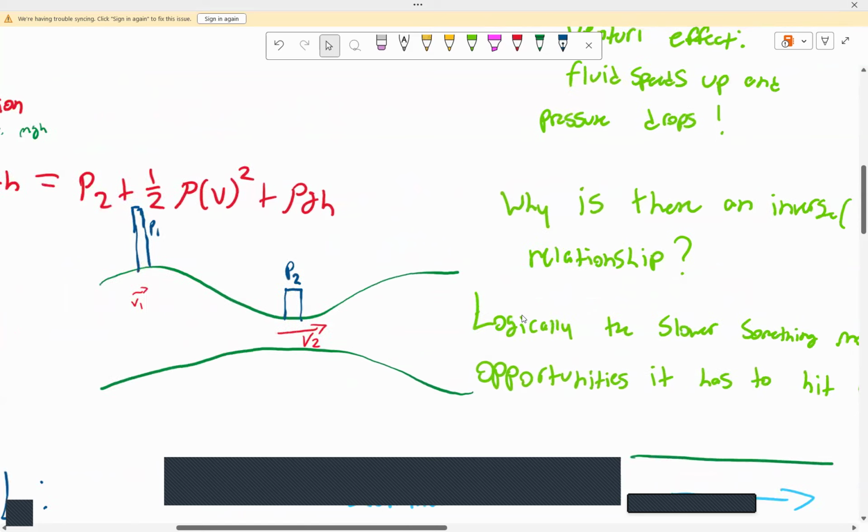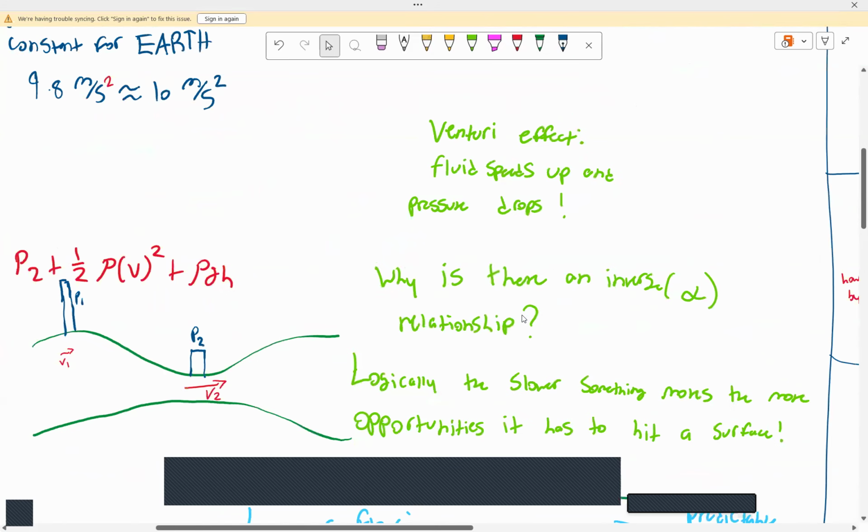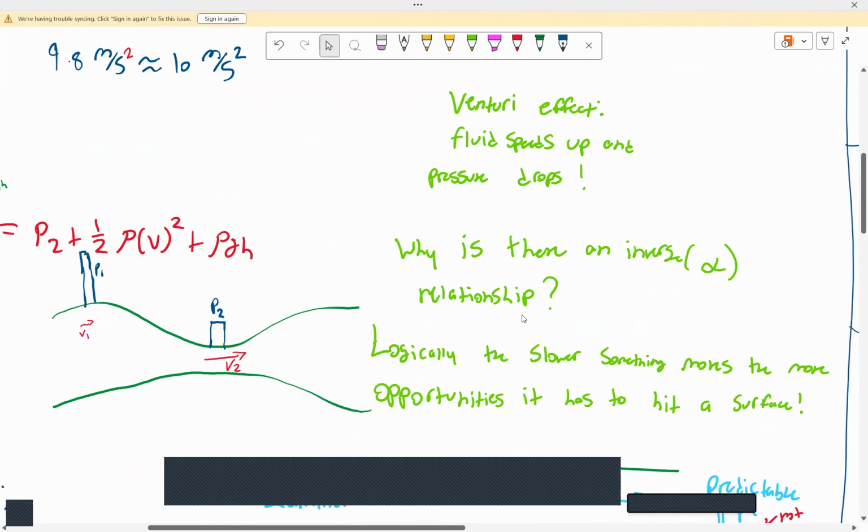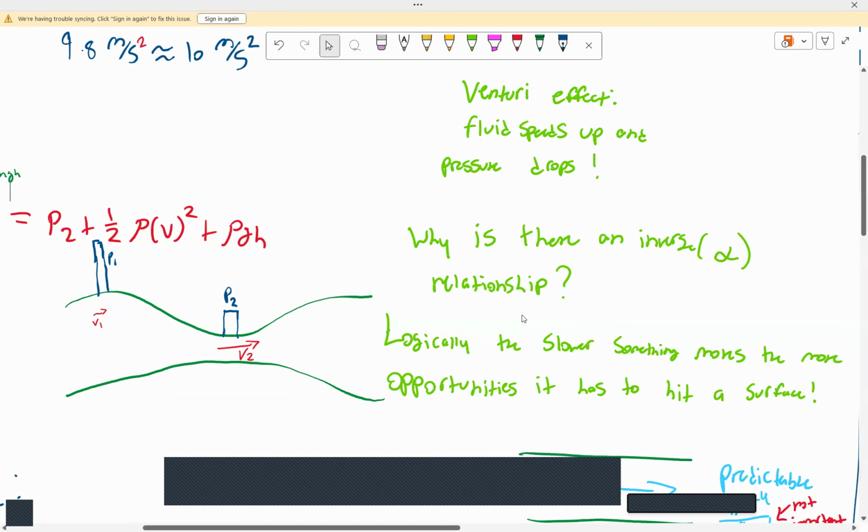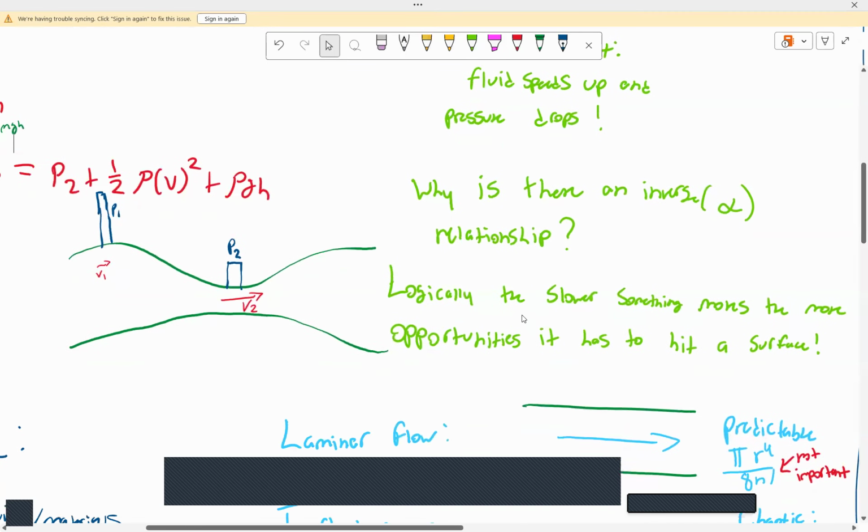Here, I'm going to talk a little bit more about the basis for Bernoulli's equation as well, just because I'm talking about it right now, so might as well. The Venturi effect is when fluid speeds up and the pressure drops. Why is this an inverse relationship? If you think about it logically, the slower something is moving, the more opportunities it has to hit a surface, which will increase your pressure.